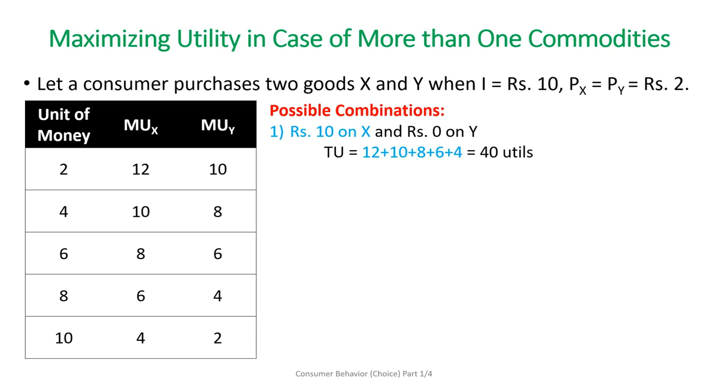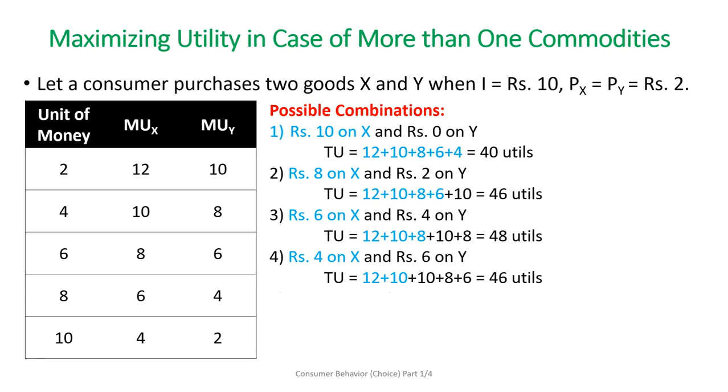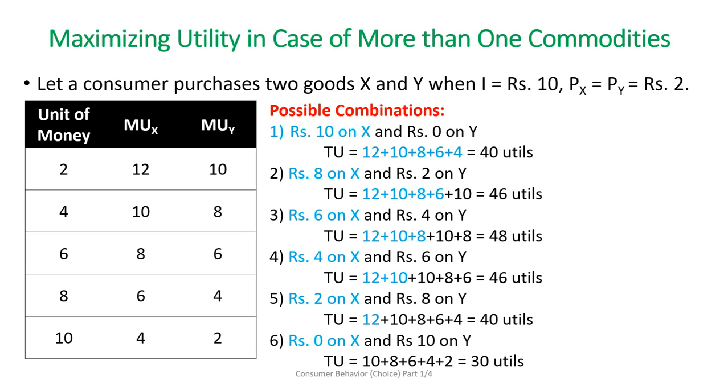We can see that if the consumer spends all of his income on good X, he can purchase 5 units of it. So the total utility from the 5 units of X will be 12 plus 10 plus 8 plus 6 plus 4, that is 40 units. No consumption of good Y can be made, therefore no utility from good Y. Another possibility is that the consumer spends rupees 8 on X and rupees 2 on Y.